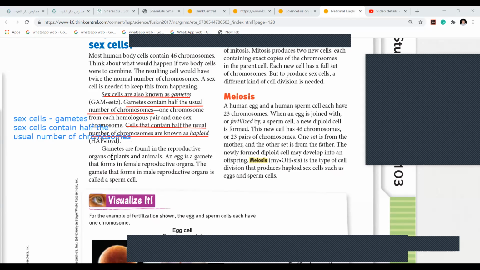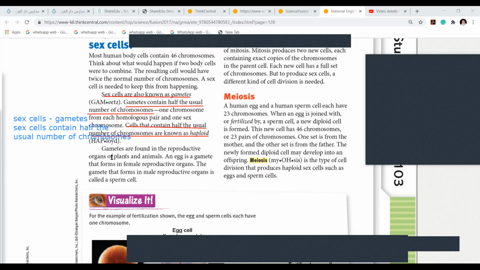Okay, girls, what is the name of the male cell? I told you in the beginning of the class. The male is the sperm cell, and the female is the egg cell. So the female has the egg cell, and the male has the sperm cell.